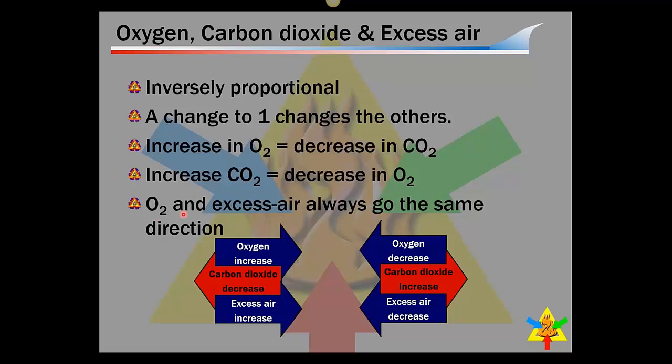And O2 and excess air will always go the same direction. It just makes sense. If I'm putting more air into the mix, I've got more leftover oxygen and more leftover excess air. Okay, so that's kind of a thing that we need to understand, how those work. They're inversely proportional. As oxygen increases, excess air will follow it every time. As oxygen decreases, excess air will follow it, and carbon dioxide does exactly the opposite. Okay?